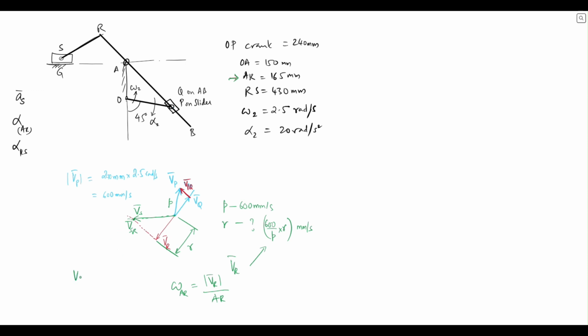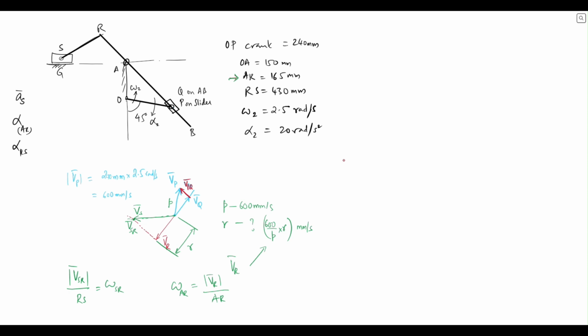Similarly, we have V of SR. We know the magnitude of this. Using this scale, we can find out the magnitude of V of SR, and then we can divide that by the link RS to get omega of RS. So these were the unknowns. We have found these. We can additionally find out the slip velocity VPQ, and then use these in the acceleration analysis, because now VPQ will show up in the Coriolis component. So we can now do the acceleration analysis.